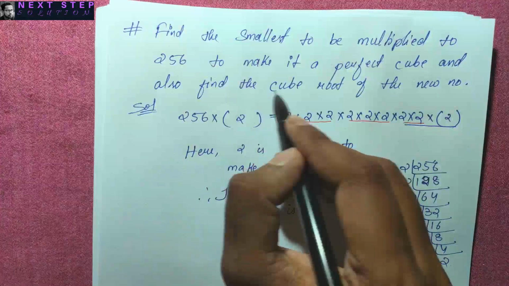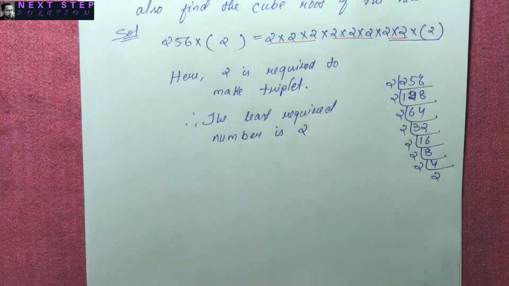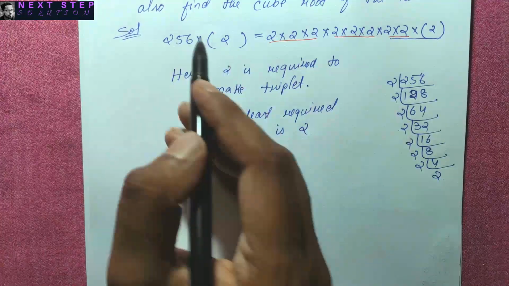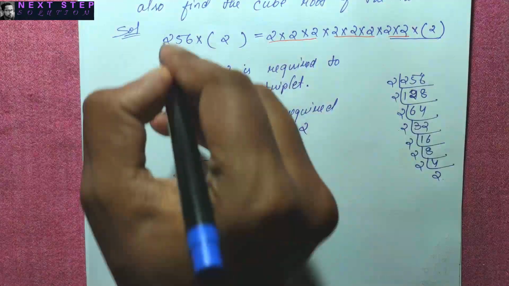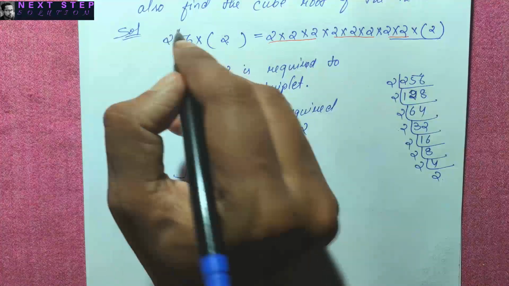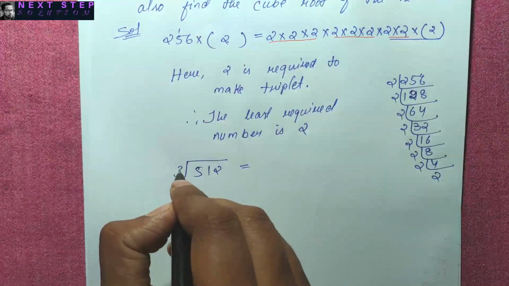Now, the question says also find the cube root of the new number. We need to find out the cube root of the new number. Now, what will be the new number after multiplying with 2? 2 sixes are 12, 2, 1 comes here. 2 fives are 10 plus 1, 11. 2 twos are 4 plus 1, 5. 512.